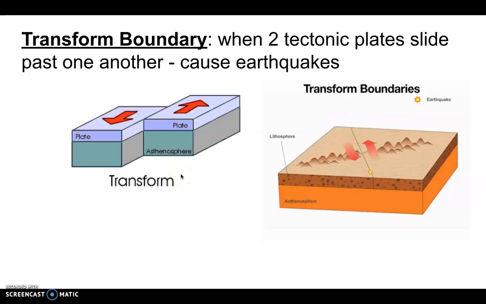This doesn't make any really exciting landforms or features. What happens though is energy can build up in this area, and that potential energy can build up and build up. And then if the Earth moves suddenly and releases it as kinetic or moving energy, you get an earthquake.